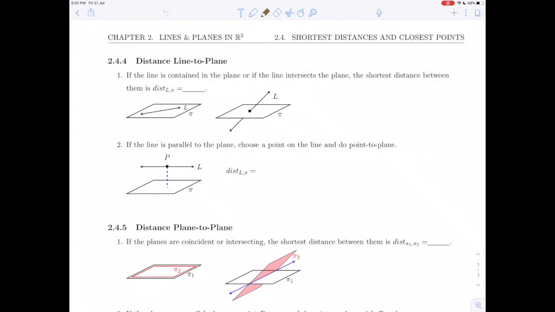We are going to finish up section 2.4 about shortest distances and closest points by doing section 2.4.4, the distance from line to plane, and section 2.4.5, the distance from plane to plane. So let's start with the distance between a line and a plane.